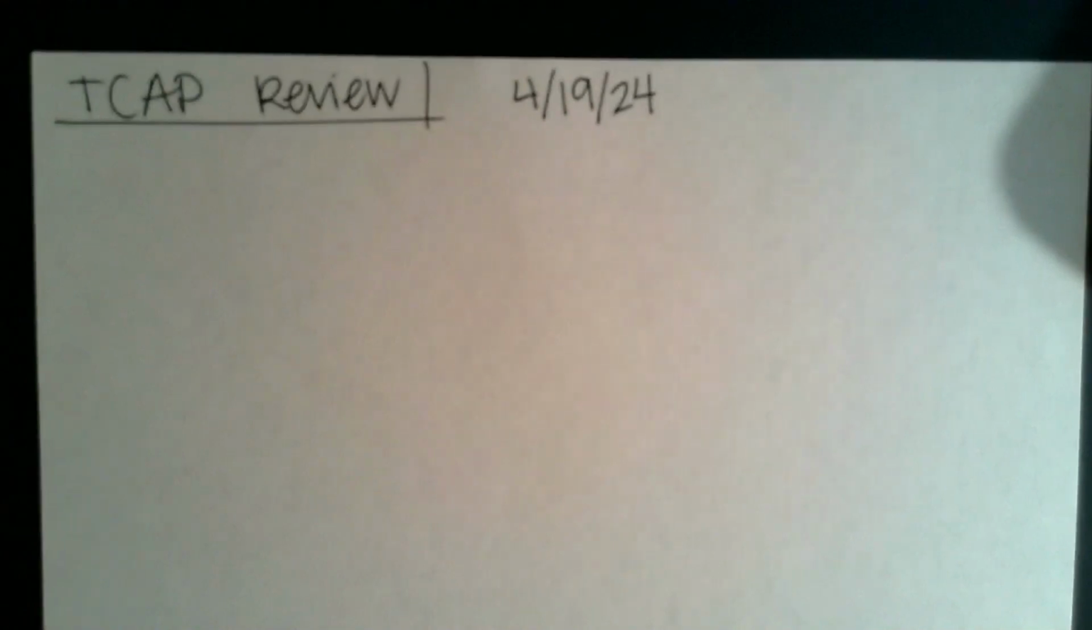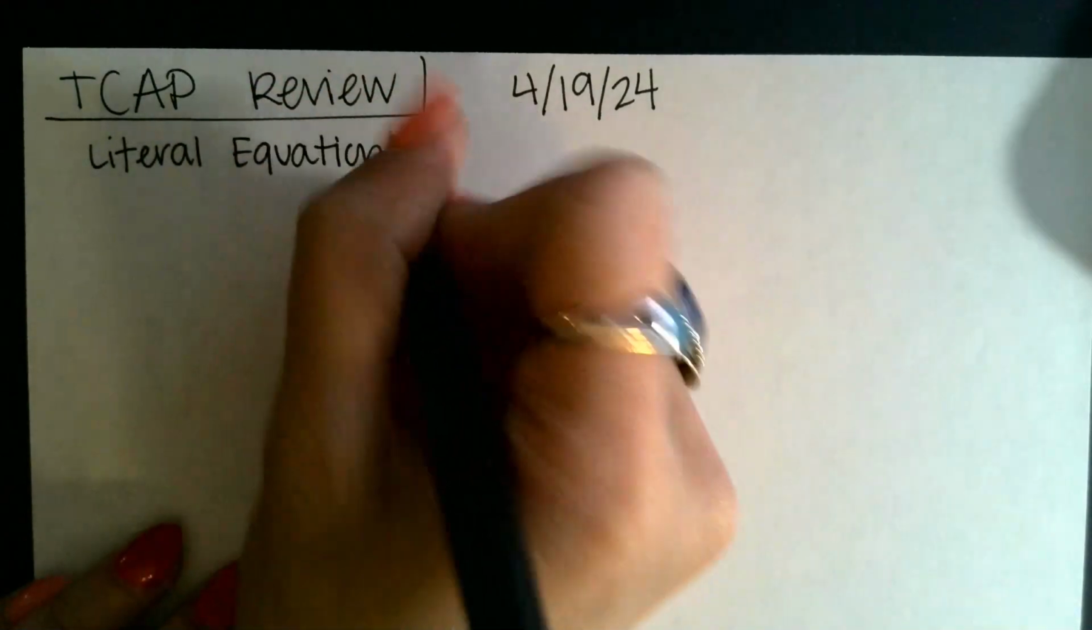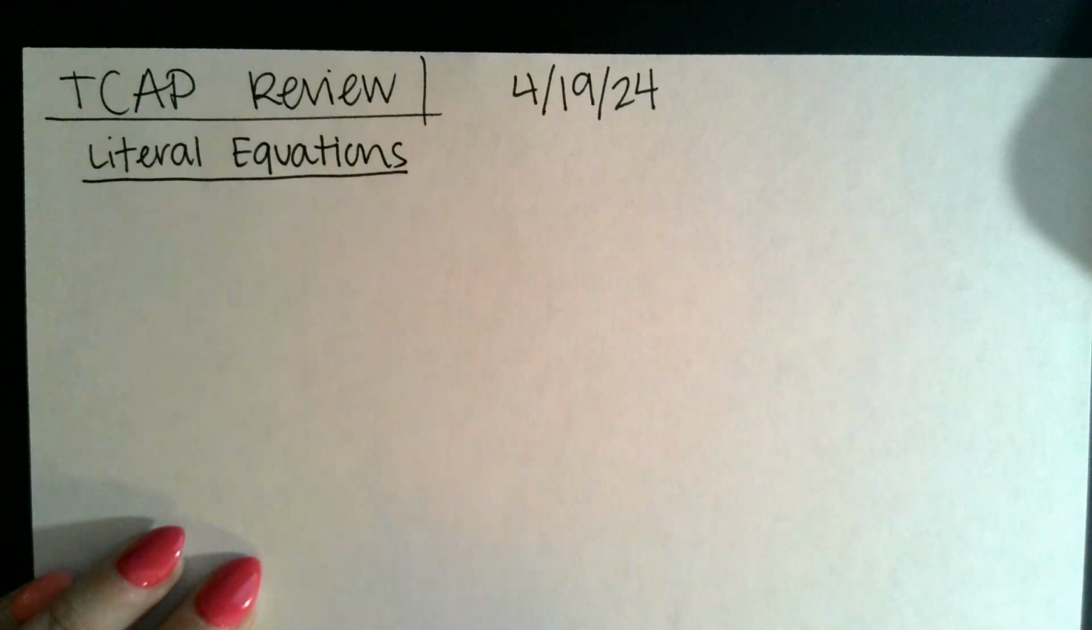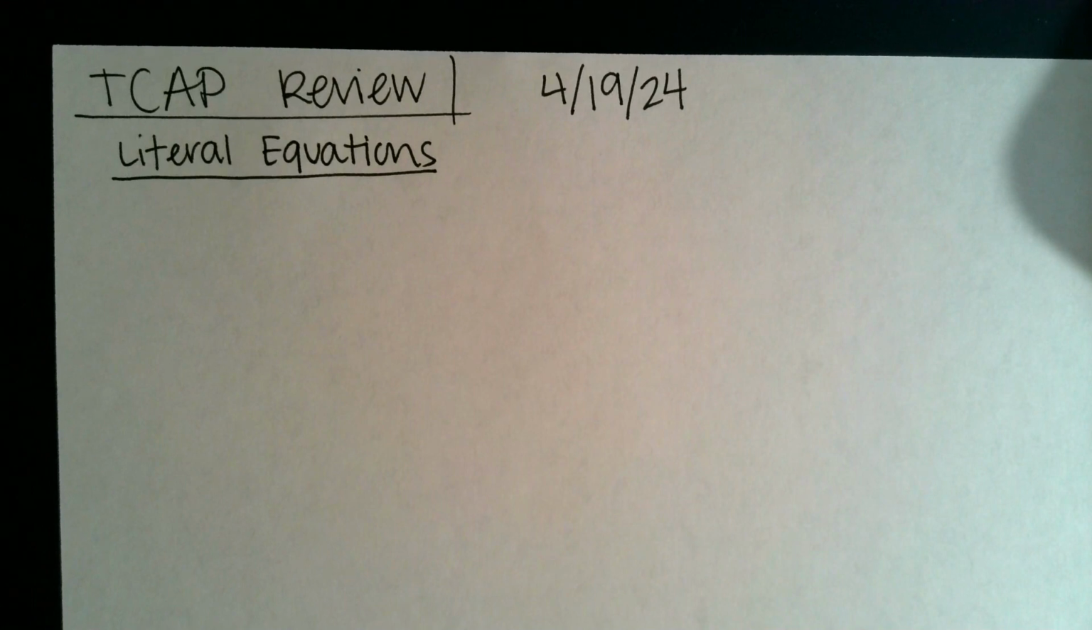First up, we're going to do literal equations. So we're going to go through in order, starting with quarter one. And we did literal equations like in the first unit really early on. Literal equations is when you have equations that have numbers, but mostly it's variables, and you're just rearranging the variables to have a different variable by itself.